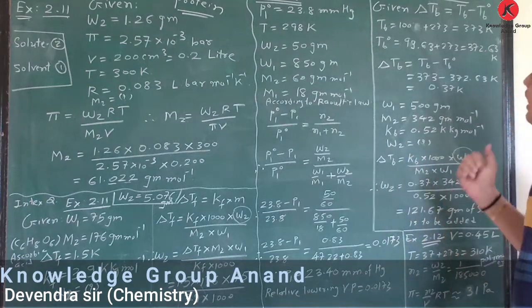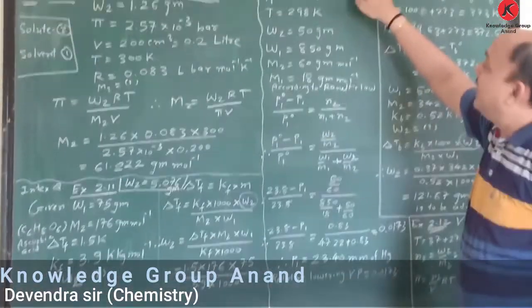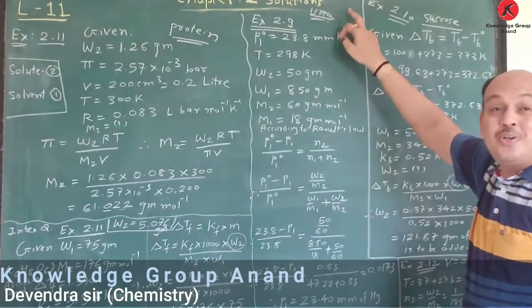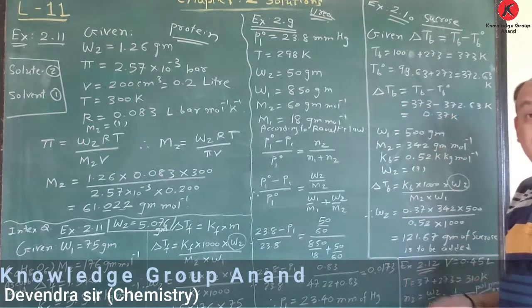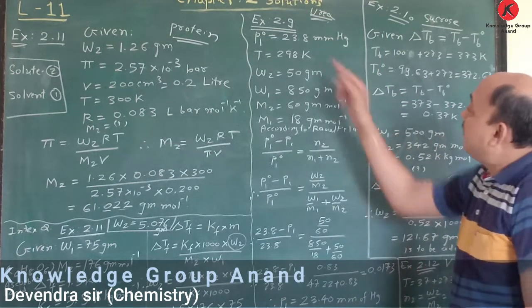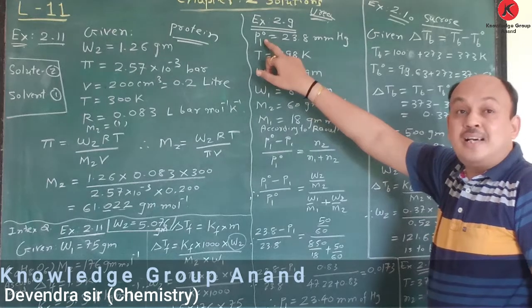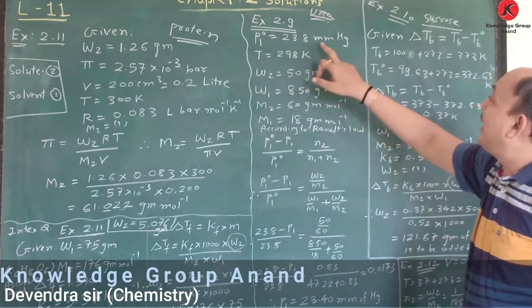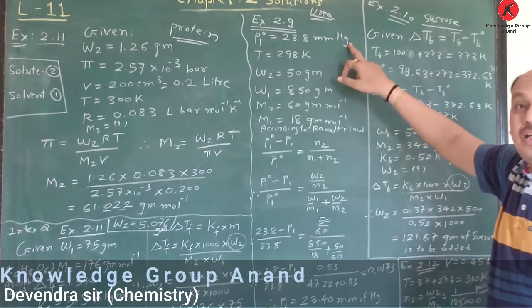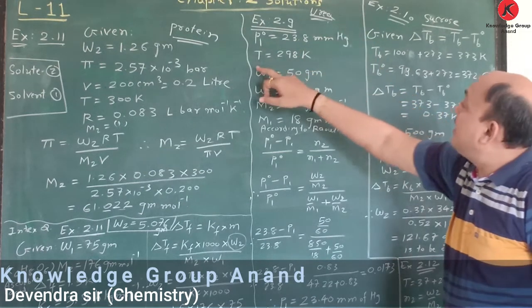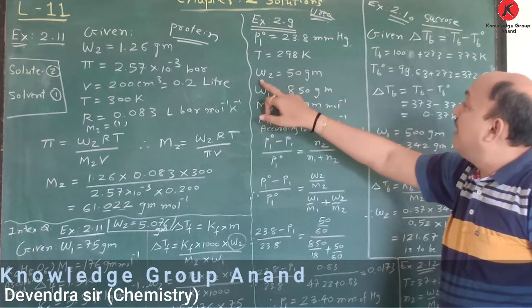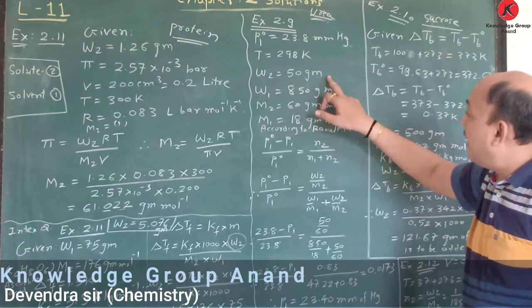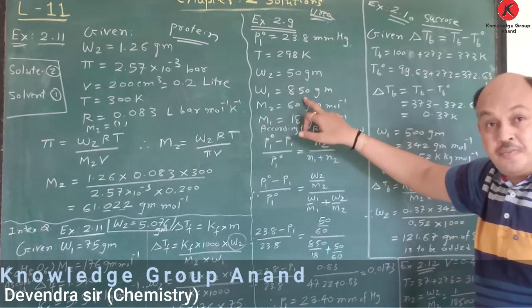Okay, now next one, example number 2.9. Here urea and water are given. Urea acts as a solute and water acts as a solvent. Just you see, P1 0 is the vapor pressure of pure solvent, 23.8 millimeter of Hg. T is equal to 298 Kelvin. W2 is equal to 50 gram. W1 is equal to 850 gram.